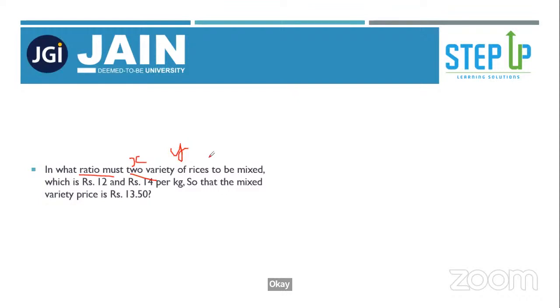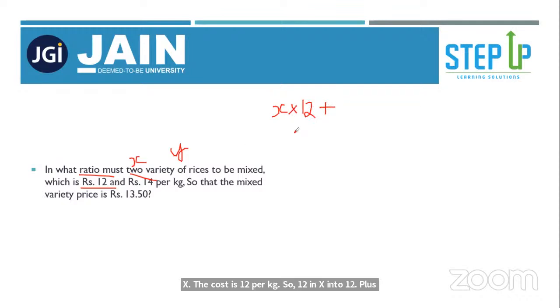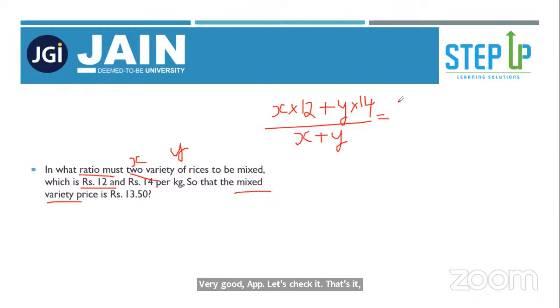Okay, first variety is X kg. The cost is 12 per kg. So X into 12, plus the second one is Y kg. Cost per kg is 14. So the total weight is X plus Y. Very good, Abraham. Let's check it. That's equal to the mixed variety cost they've given. That means both together will give me 13.50. Cross multiply, let's find X and Y. They're asking for the ratio.